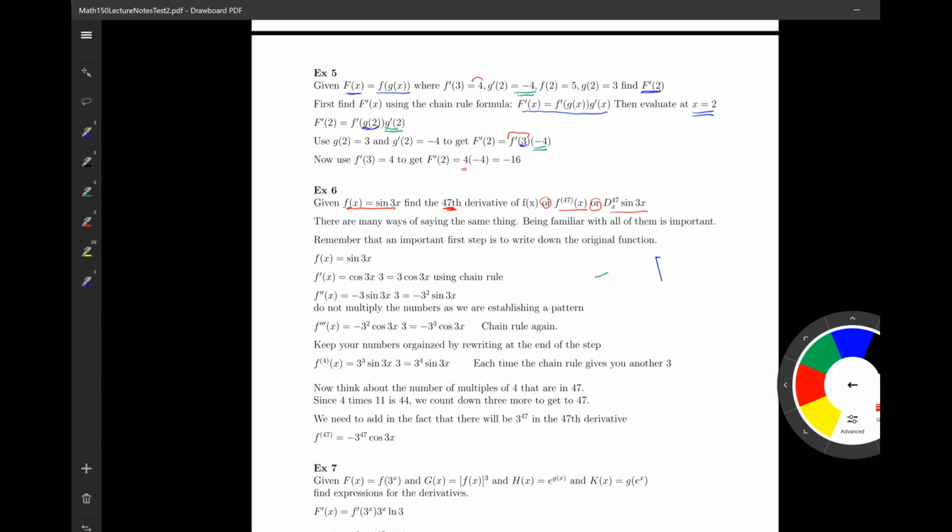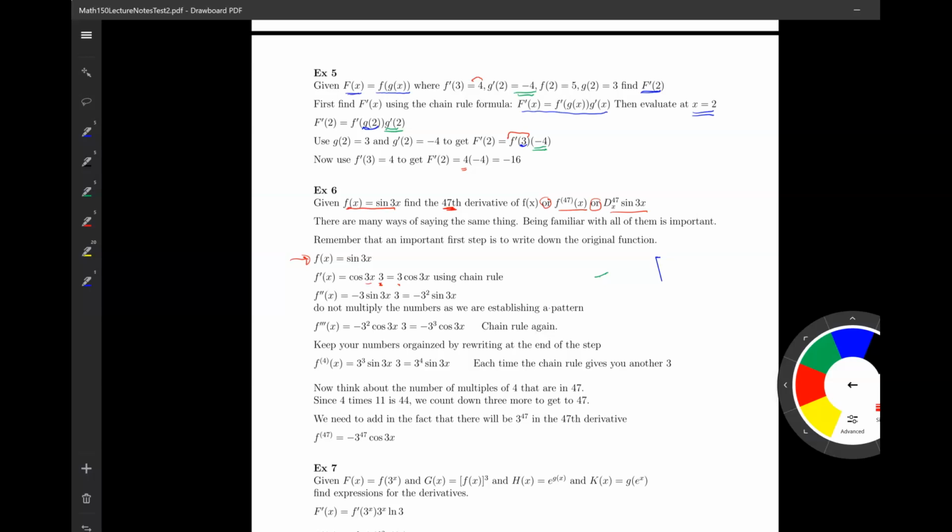All right, so again, one important step is to write the original function down again. Take the derivative of sine, you get cosine, carry the 3x along, and then multiply by the derivative of that 3x. That's what that 3 is. That's chain rule. So I'm going to encourage you to rewrite it and put that 3 out in the front.